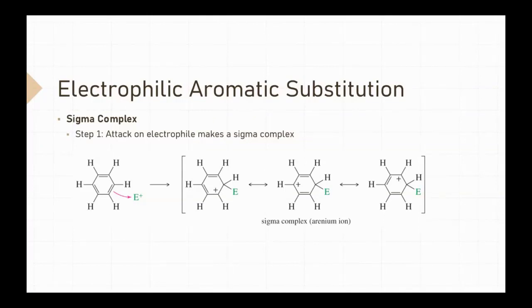So sigma complex, right? This benzene will take an electrophilic compound. Electrophilic means it's positive and wants electrons. So this double bond will grab the electrophile, making a positive charge on one of the carbons, the one where the double bond electrons just left. And so the sigma complex is just resonating that carbocation. Like this.